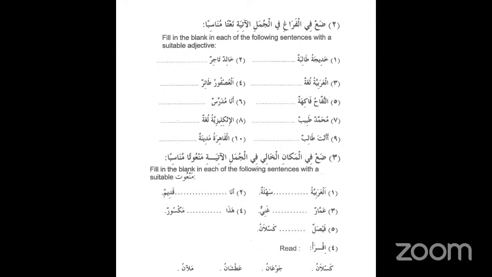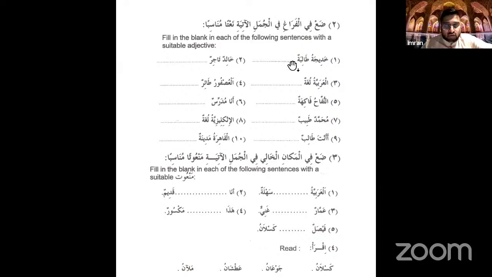Okay, now next one, Sister Azmina. I want you to do 1 and 2. Fill in the blanks in each of the following sentences with a suitable adjective. Bismillah. 1 and 2. You need to put a word which is suitable. Khadijatu talibatun. What does that mean first? Khadija is a student, a female student. Khadija is a hard-working student.